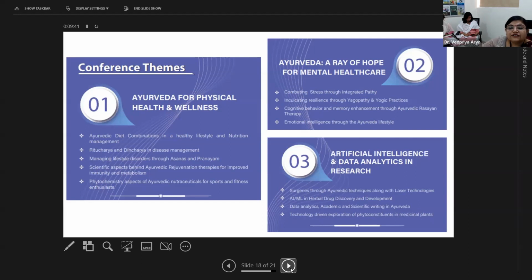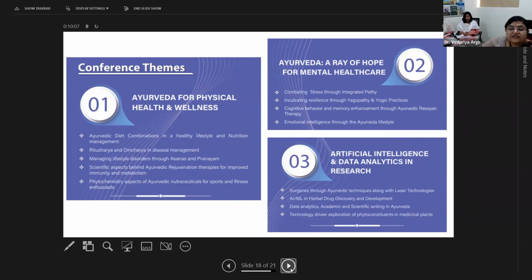During our research, we have found that yajna, also known as Agnihotra, and sometimes abroad known as Homa therapy, has equal benefit for treating mental disorders. It is very important for mental health care, for cognitive behavior, for memory enhancement through Ayurvedic Rasayana therapy, and for emotional intelligence through the Ayurvedic lifestyle.